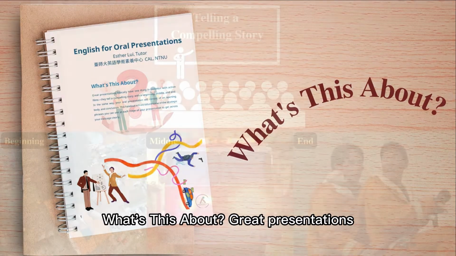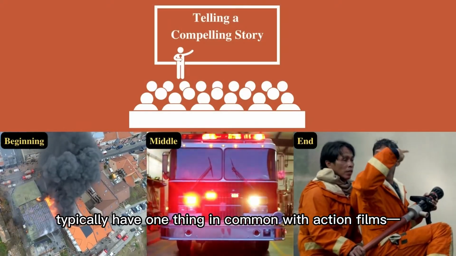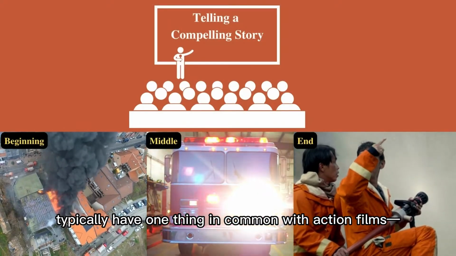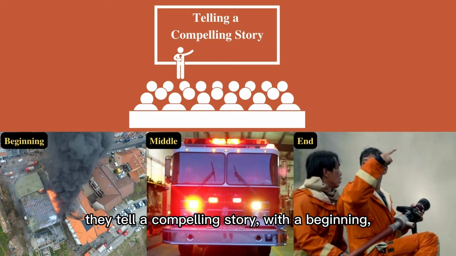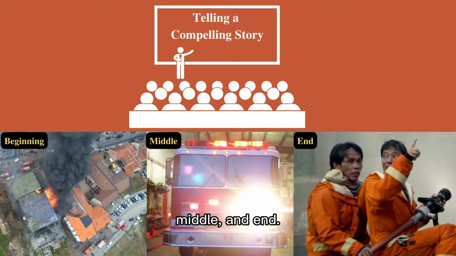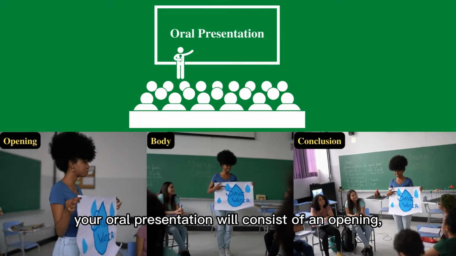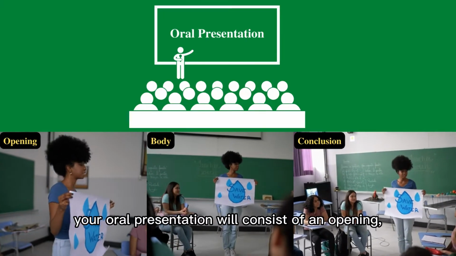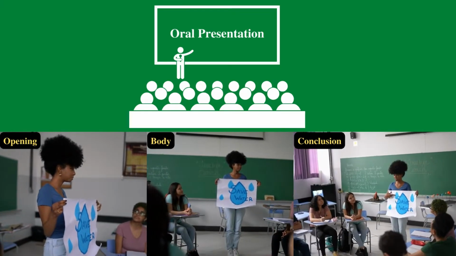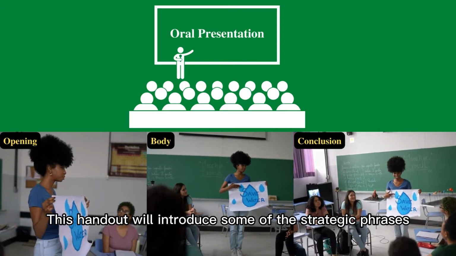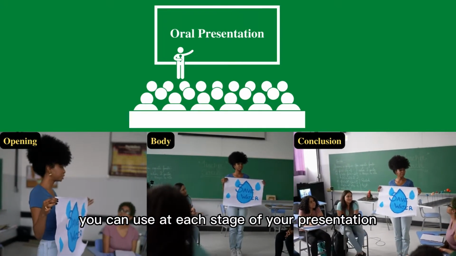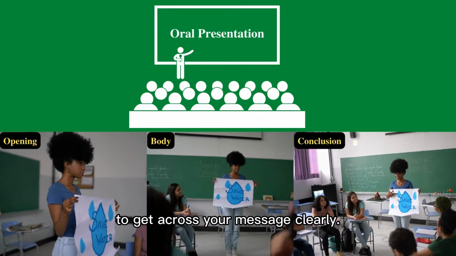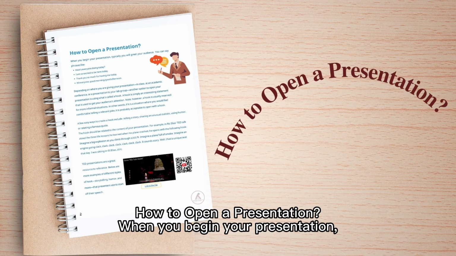What's this about? Great presentations typically have one thing in common with action films. They tell a compelling story with a beginning, middle, and end. In the same way, your oral presentation will consist of an opening, body, and conclusion. This handout will introduce some of the strategic phrases you can use at each stage of your presentation to get across your message clearly. How to open a presentation.